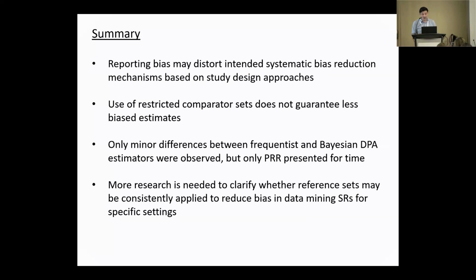So in summary, reporting bias may distort intended systematic bias reduction mechanisms based on study design approaches. The use of restricted comparator sets does not necessarily guarantee less biased estimates. I also ran the Bayesian methodologies, the BCPNN and EVGM, for those who are aware of the field. Only minor differences were observed, and the EVGM also did not converge in a lot of the cases because of how much smaller the set of drugs and adverse events are, so it had problems with convergence. Finally, more research is needed to clarify whether reference sets may be consistently applied under specific settings, for example within a particular drug class or indication and so on.